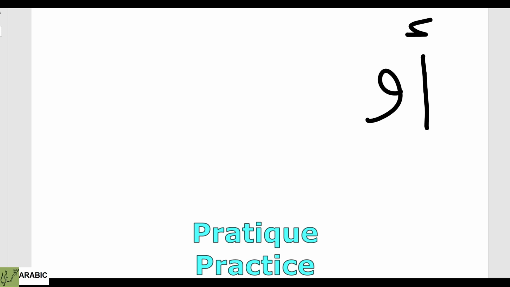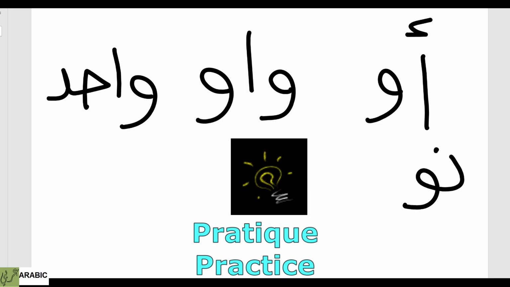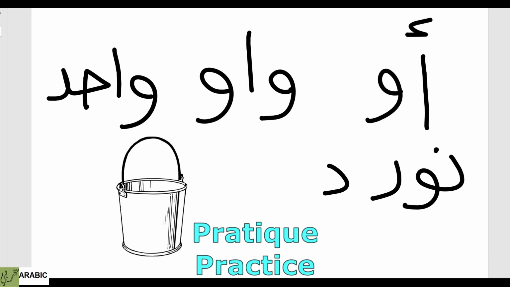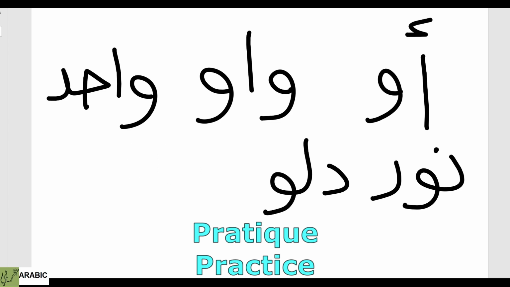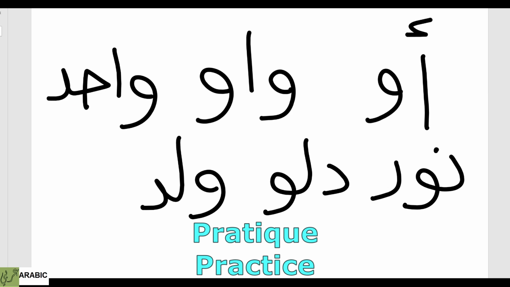Now write waw. Now write واحد. Now write نور. Now write دلو. And ولد. And finally وجه.